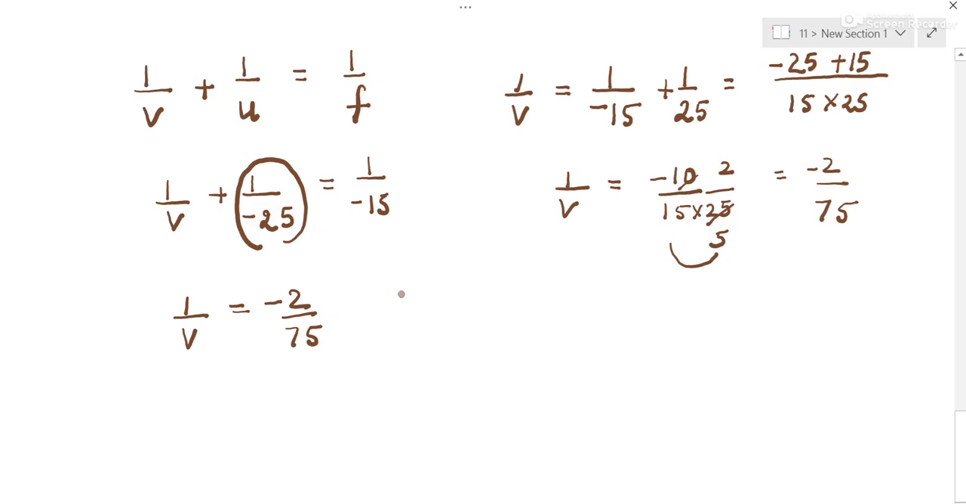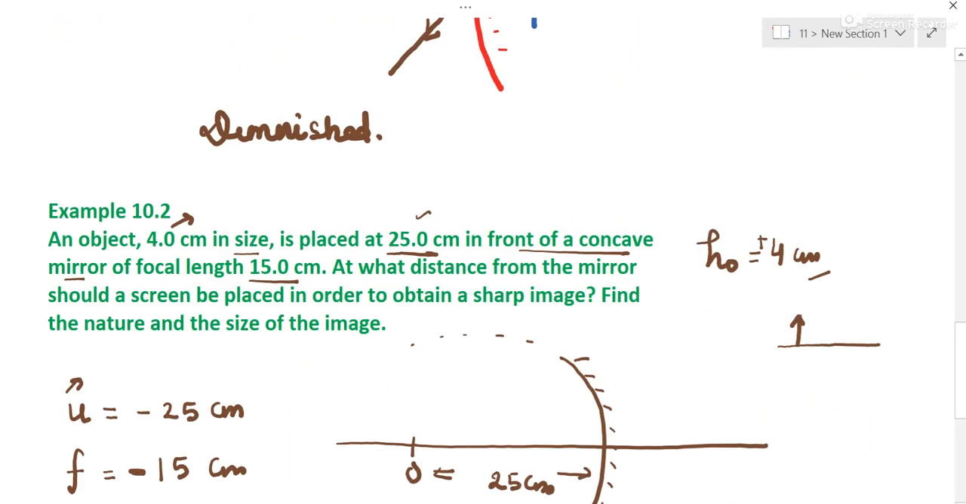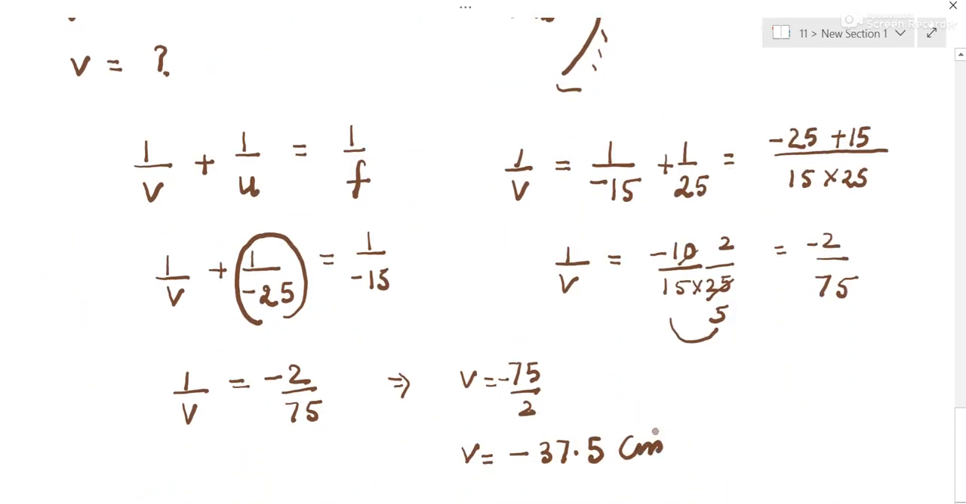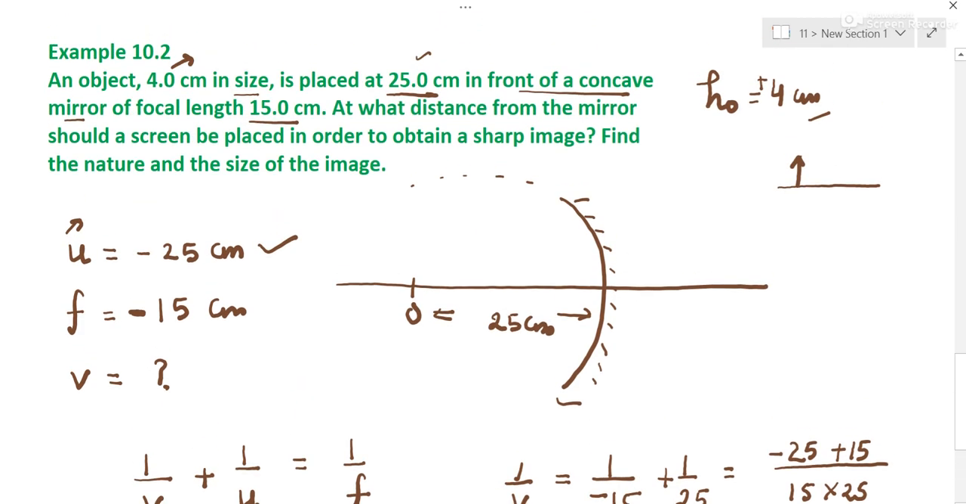So you will reciprocate both the sides. So V will come as 75 by 2, that is minus 37.5 meter or centimeter as per the given question. So it is centimeter. Now children, what have they asked? Let us see. They have asked where the screen should be placed, that is, where the image is obtained. They want to ask this because the image will be obtained on the screen. Find the nature and the size.